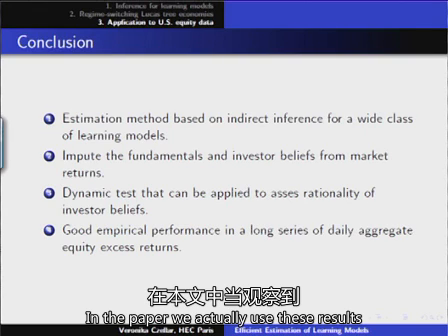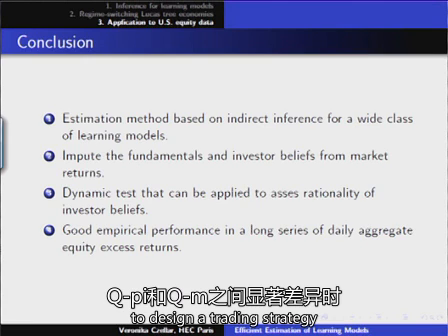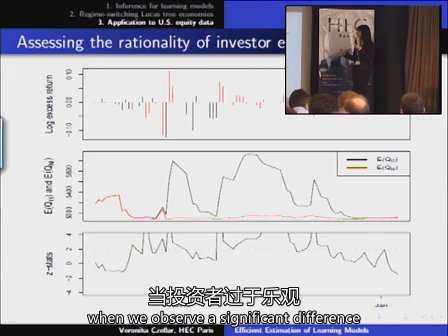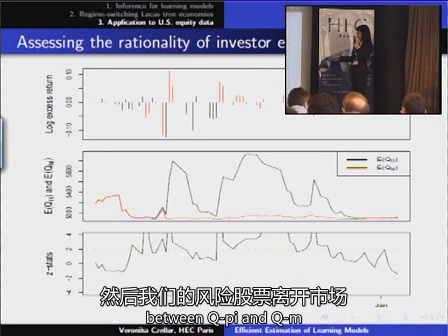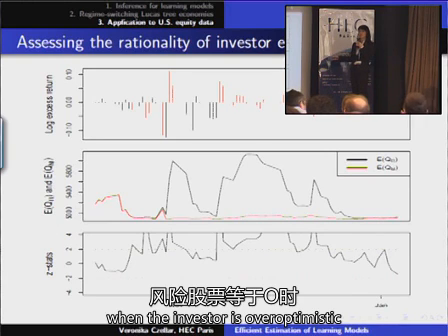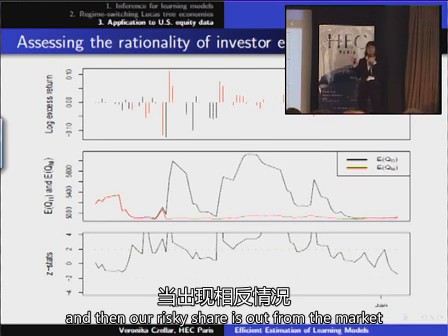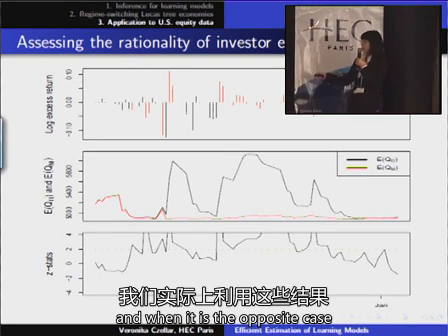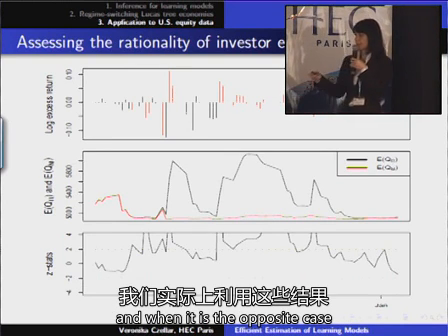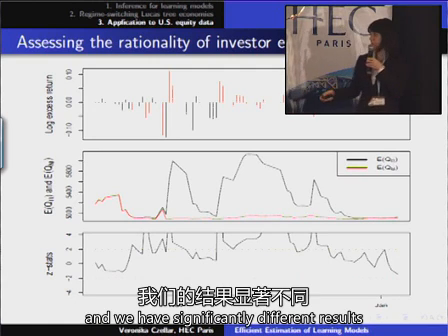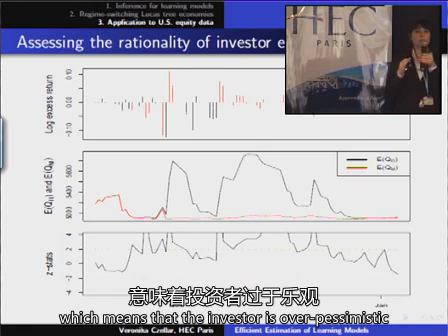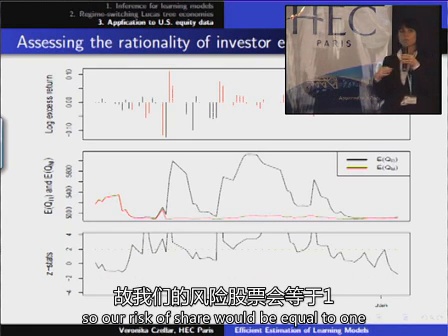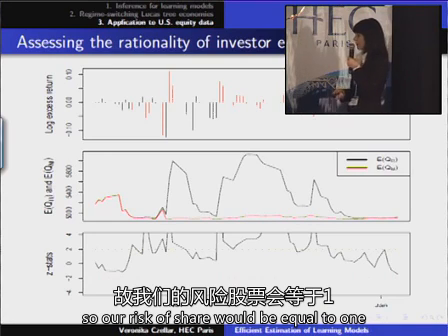We actually use, in the paper, these results, this mispricing, to design a trading strategy when we observe significant differences between the Q pis and QMs. When the investor is over-optimistic, we stay out of the market: risky share is equal to 0. In the opposite case, when this black line is below the red one and we have significantly different results, it means that the investor is over-pessimistic, so our risky share would be equal to 1.